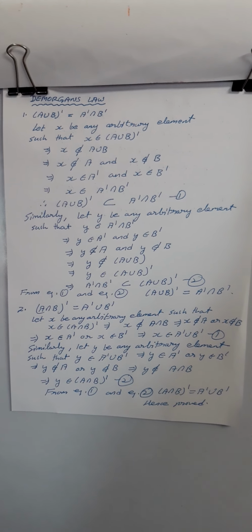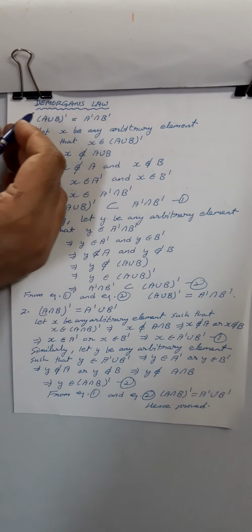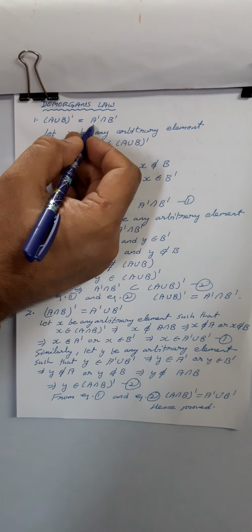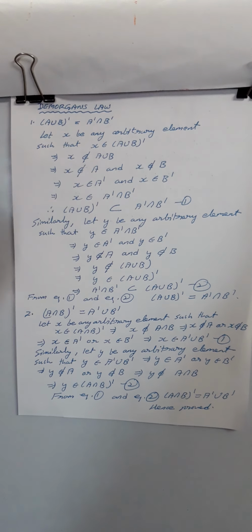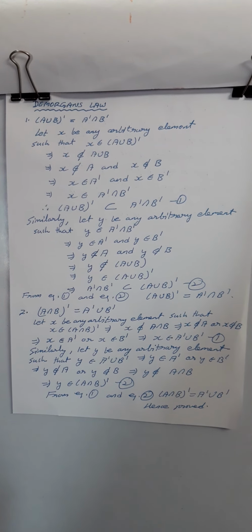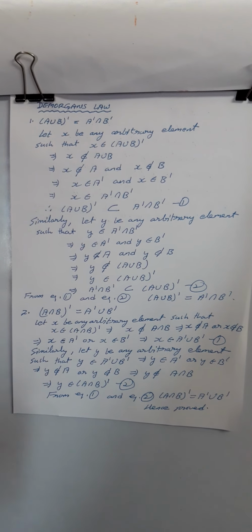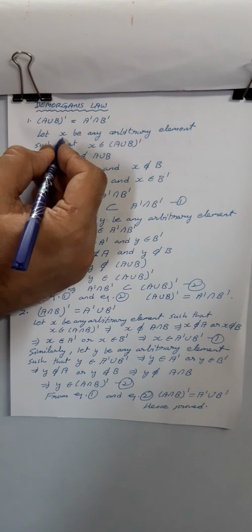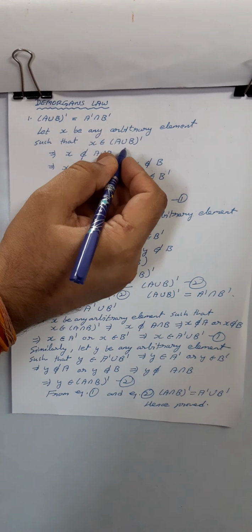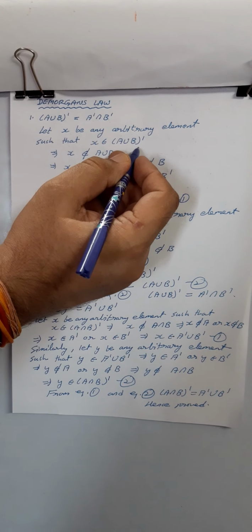Now, the first law over here is: the complement of A union B is equal to the complement of A intersection the complement of B. Now, how will you prove this by using the properties of sets? You can consider x as any arbitrary element such that it belongs to the complement of A union B.